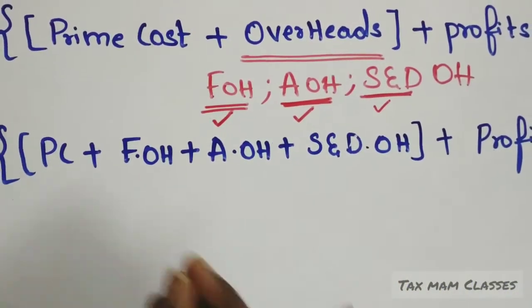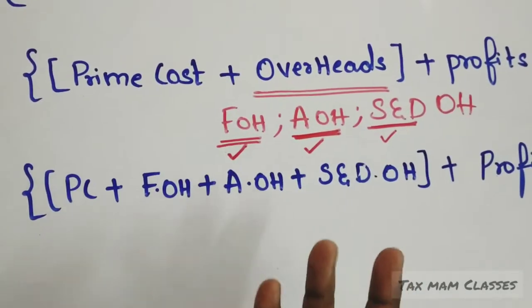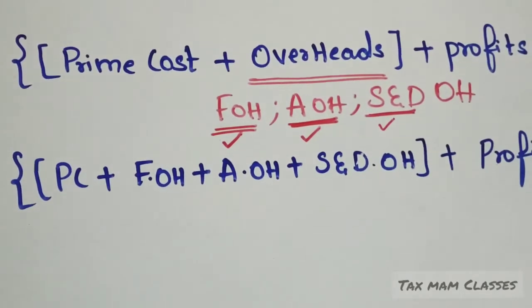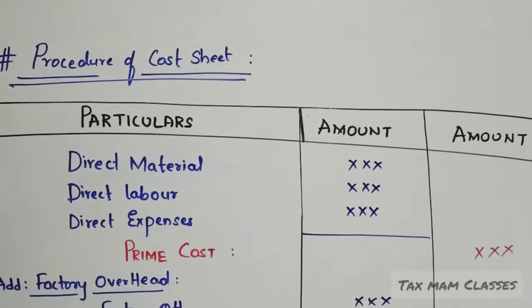So this is theoretical information. We can say that this is the theoretical information for the cost sheet. Now this is a pro forma. This pro forma I will write in a horizontal manner and I will show you how we are getting this cost sheet.